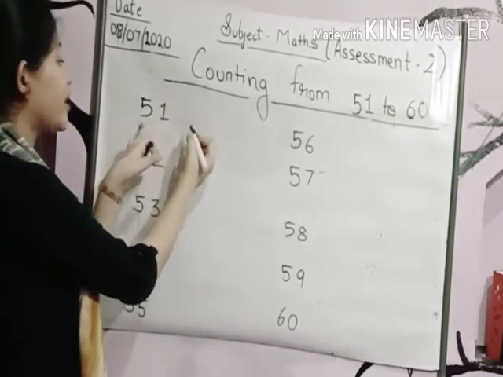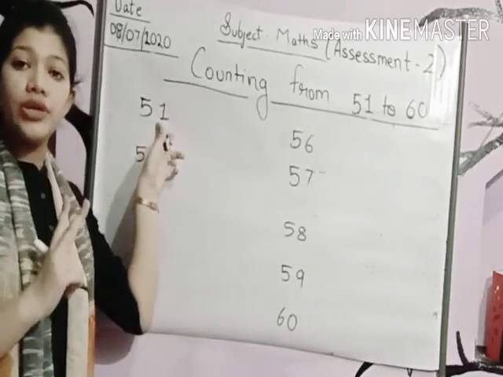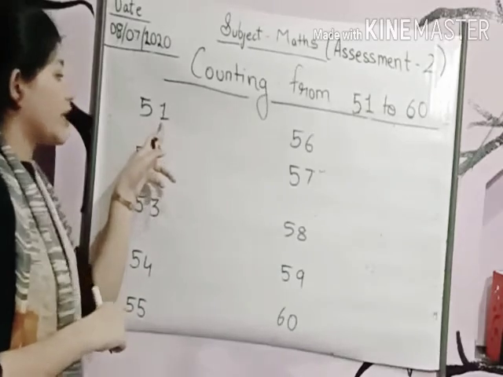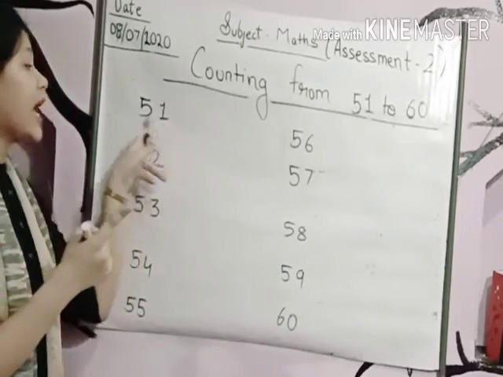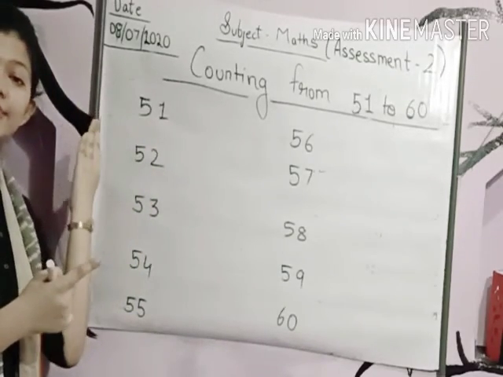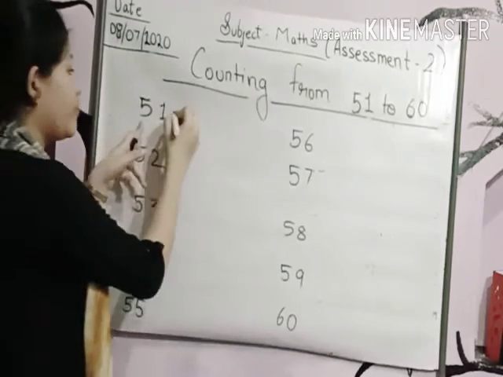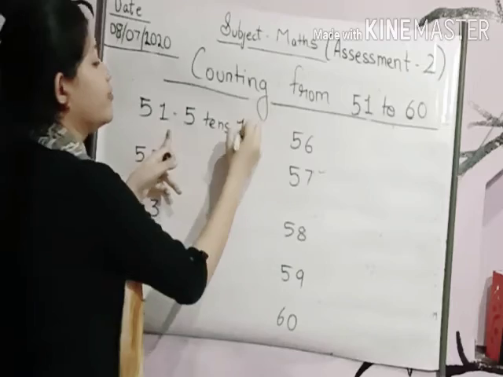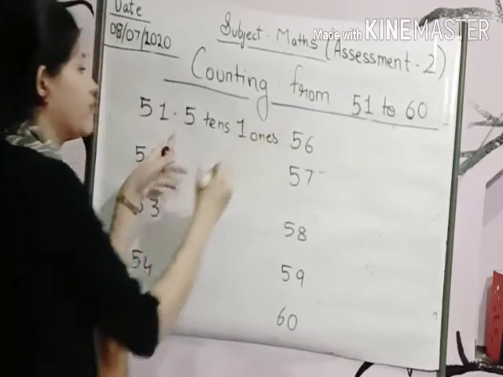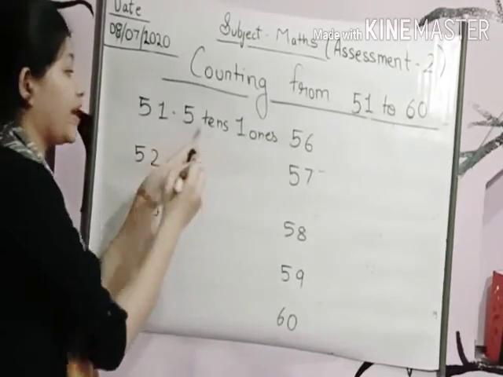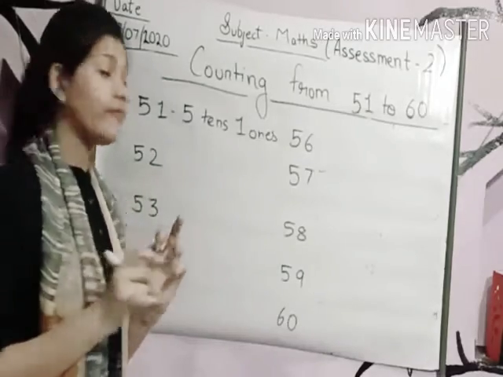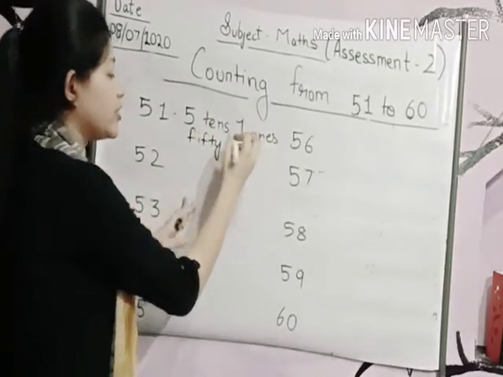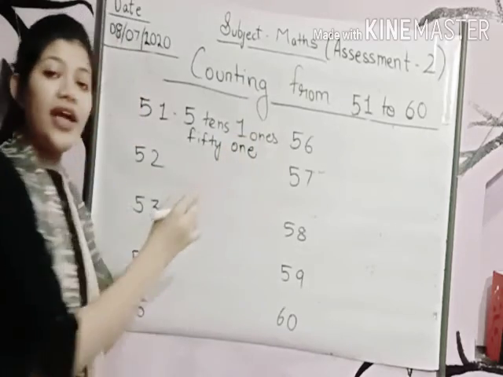Now see, 51 is also of 2 digits. 51 consists of 2 digits. Yes, where 1 is at the ones place and 5 is at the tens place. Yes, so how we will write this? We can write it as 5 tens, 1 ones, which can be written as 5 tens means 50. Yes, so we will write 50 and 1 ones means 1.